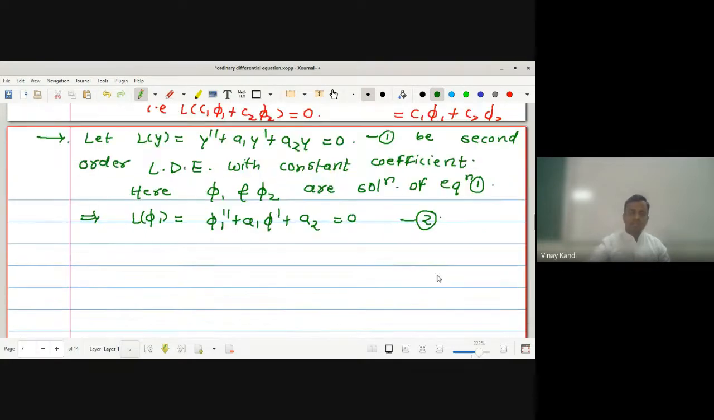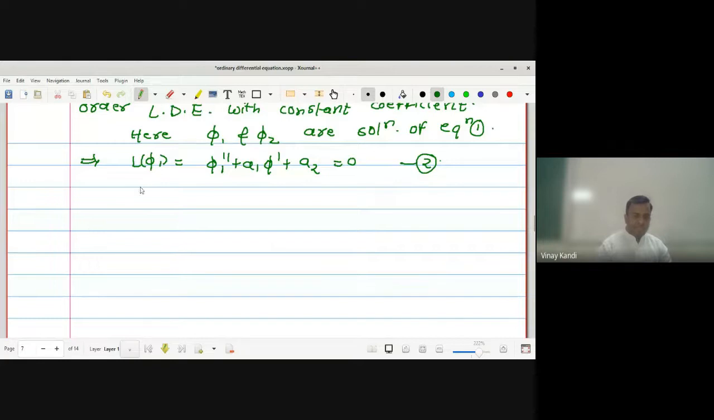And phi 2 is also a solution. It means that L of phi 2 is equal to phi 2 double dash plus a1 phi 2 dash plus a2 phi 2 equal to 0, where instead of y we put phi 2. Give it as equation number 3.